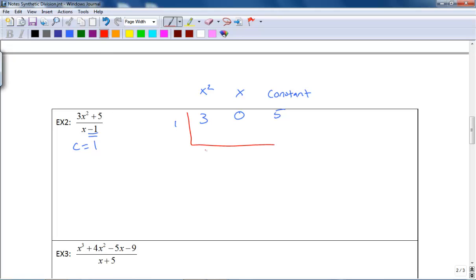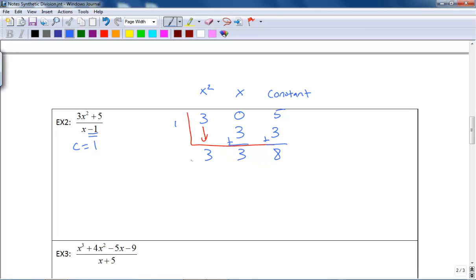Then it says, first step, bring down the first number. Then multiply divisor times the number I brought down. The product of that, 1 times 3, is 3. Write it next column over. Add down, 0 plus 3, 3. Multiply, 1 times the number I just brought down, 3, is 3. Write that product 1 column over. Add down, I get 8. I've run out of columns, so I know to stop.